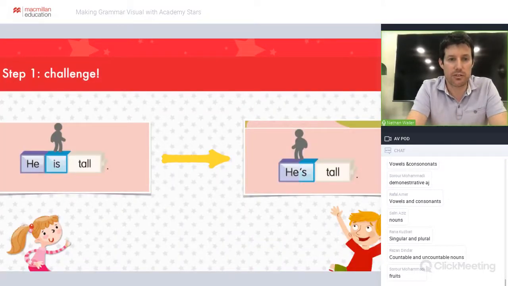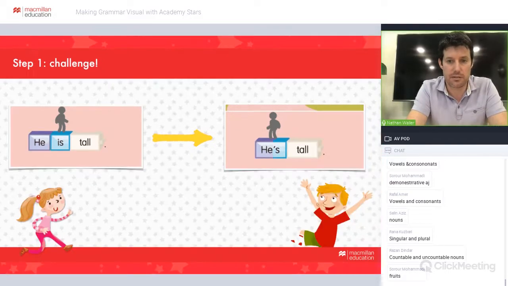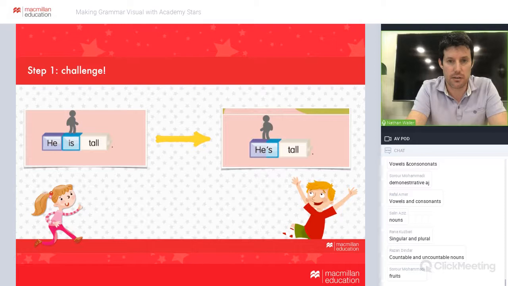So we give them a challenge. And I need to zoom out again, sorry. Let's go back to 100%. So they should have already done this, so we can recycle this and refresh and make sure they can do it. He is tall, moves to he's tall. So activating that schemata.